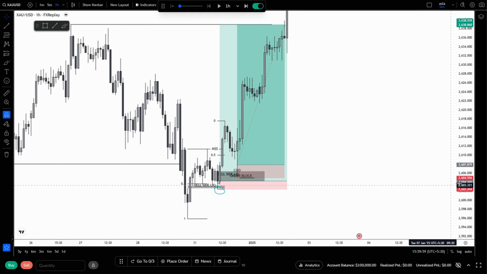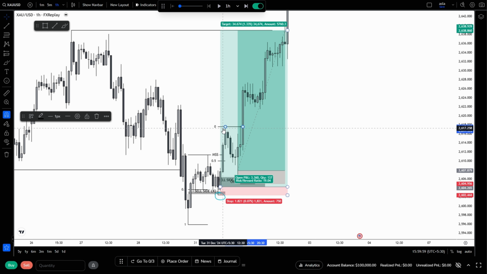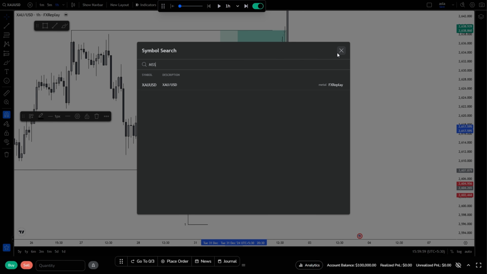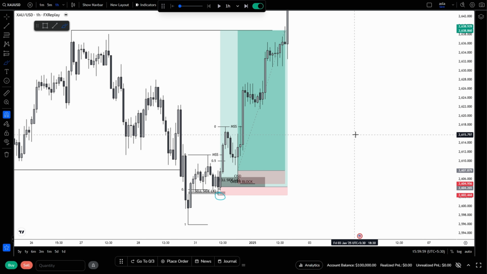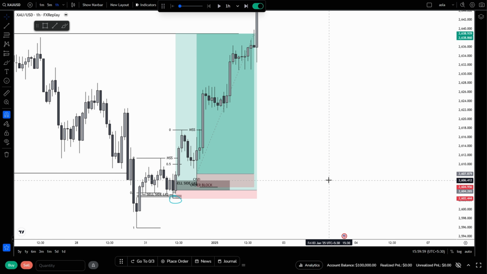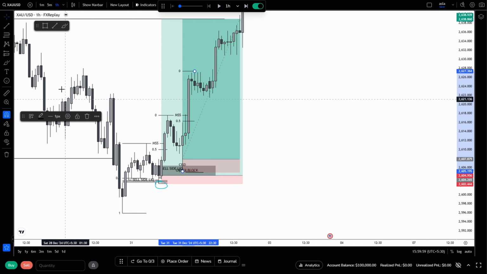The first step is always the same. The model checks whether a new structure shift has formed on the 1-hour time frame. In this case, another bullish structure shift is clearly present. This confirms that the higher time frame continuation remains intact. Following this structure shift, a new dealing range is formed. The model marks the premium and discount zones of this newly formed range.